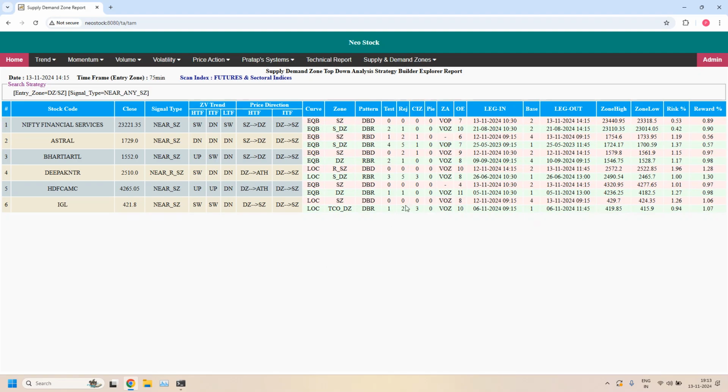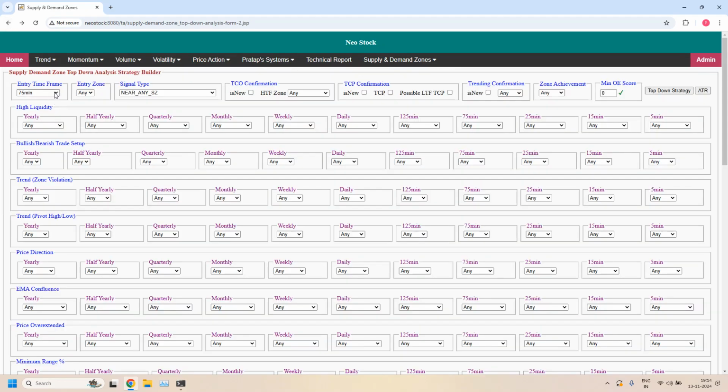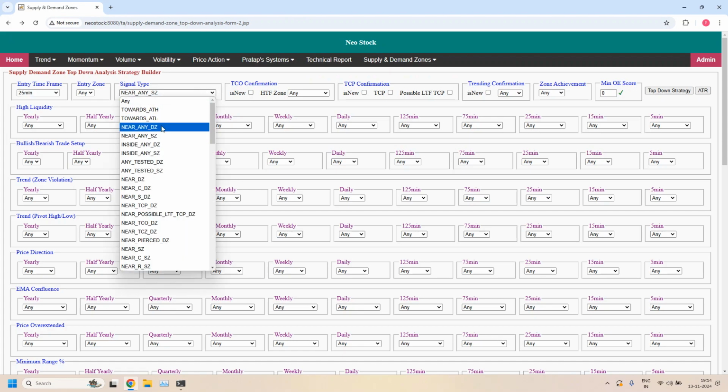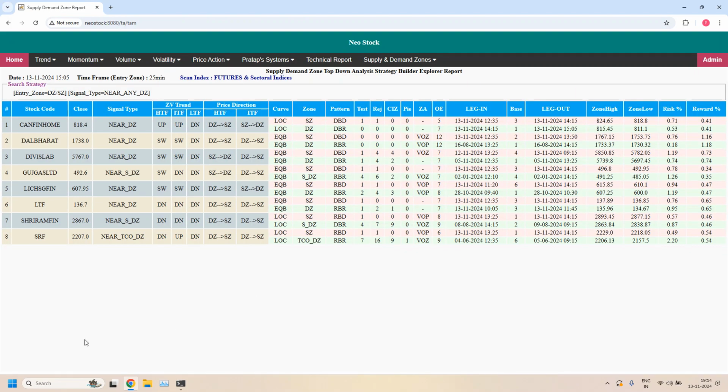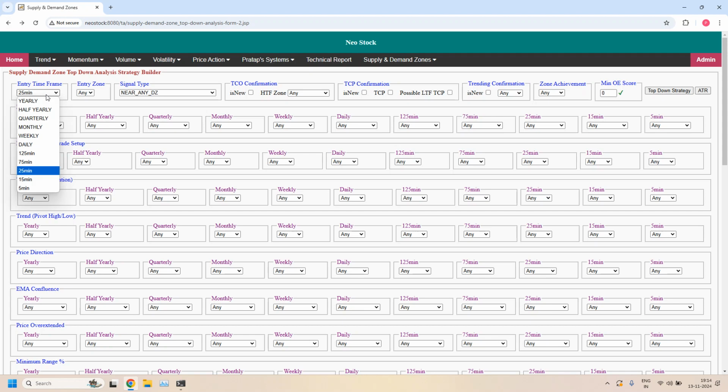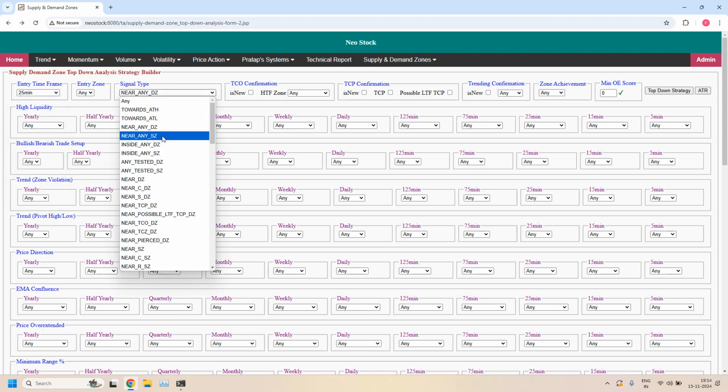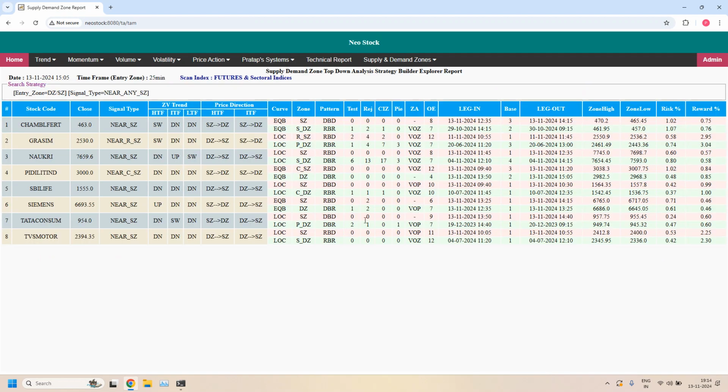Okay, next let us look into the next time frame, 25 minutes. Let's find the stocks near the 25 minutes demand zone. 8 stocks are filtered. Next, 25 minutes time frame, stocks near the 25 minutes supply zone. 8 stocks are filtered again.